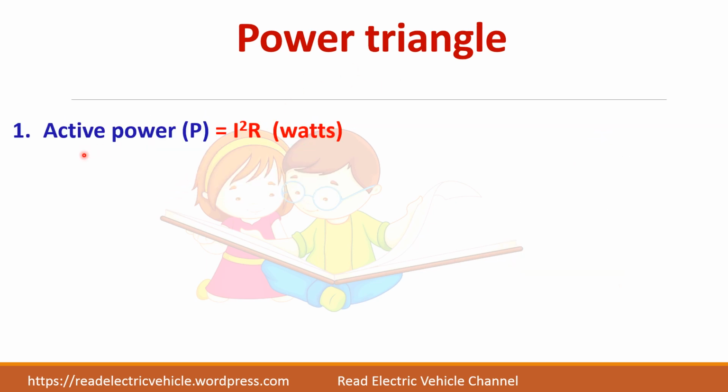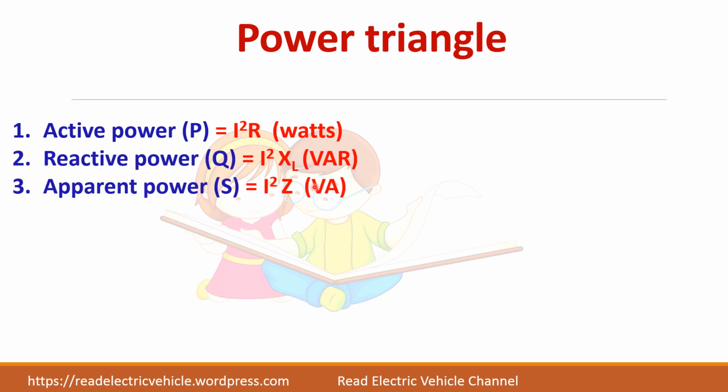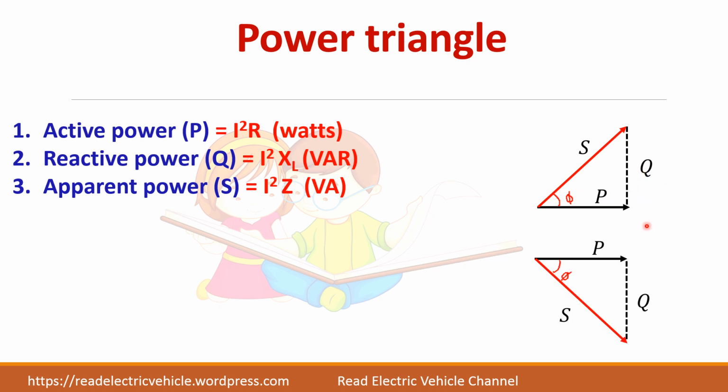And power triangle, active power is I square R watts, reactive power is I square XL volt ampere reactive, and apparent power is equal to I square Z. So this is the power triangle in case XL is greater than XC. If XC is greater, you may get it in reverse direction. S is equal to root of P square plus Q square.